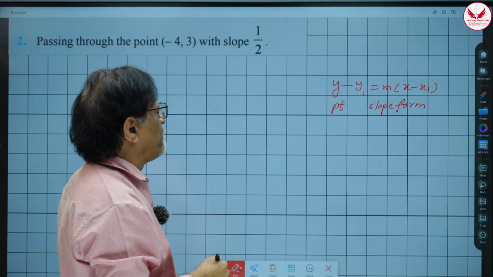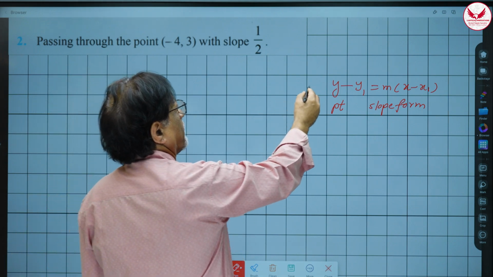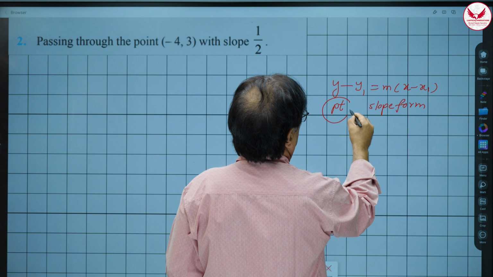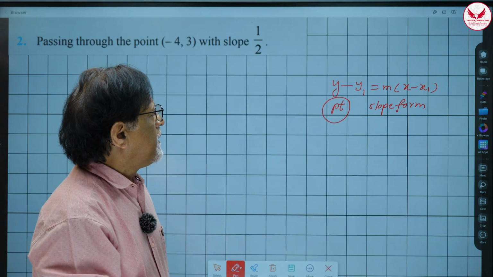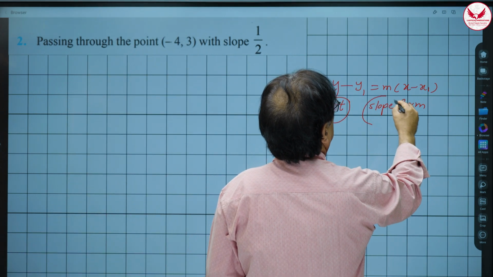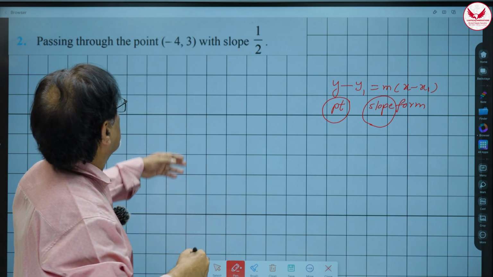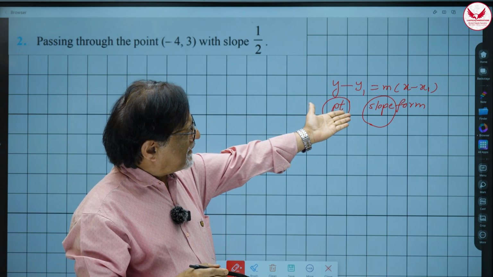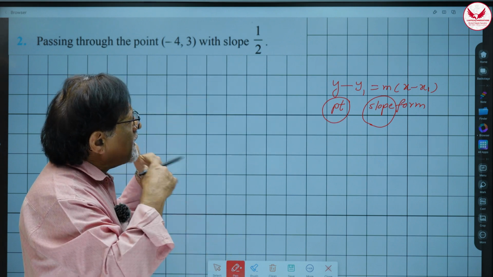Why is it called the point slope form? Because if you want to use this formula, you have to know the coordinates of a point through which the line passes and what its slope is, correct? These two things are given here. The point is given and the slope is given. So the relevant formula is this, right? This is what your thinking should give you.